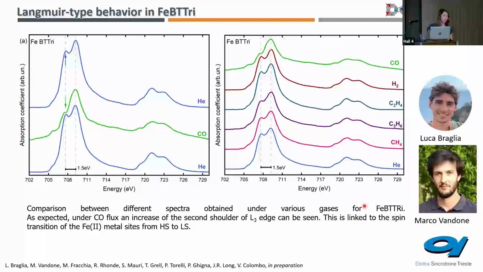We started with iron BTTri, the Langmuir-type adsorption system. I will go quickly, but you can observe that while sending even a small amount of CO into the gas flux running into the conditioning chamber, it's possible to see a sudden increase of the L3 edge shoulder, which is indicative of the high spin to low spin transition of this iron 2+ metal center. The same does not occur with other gases, and this behavior is very reversible, which means that if you take off the CO from the gas flux, the high spin iron 2+ metal site recovers in a few seconds, so immediately.